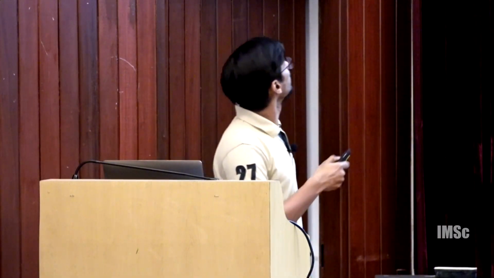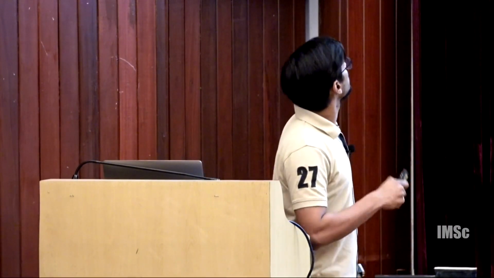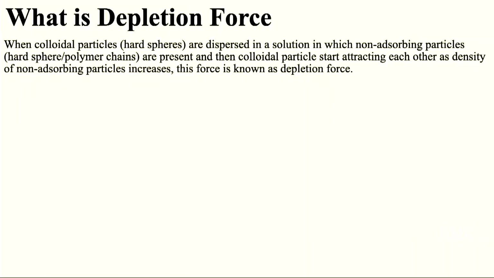We should start with the definition. It's a very basic definition. Assume two types of particle, type 1 and type 2, and let's assume the colloidal particles, type 1, are dispersed in a solution in which non-adsorbing particles, which can be hard spheres or polymer chains, are present. Then the colloidal particles start attracting each other as the density of non-adsorbing particles increases. This attractive force is known as depletion force.